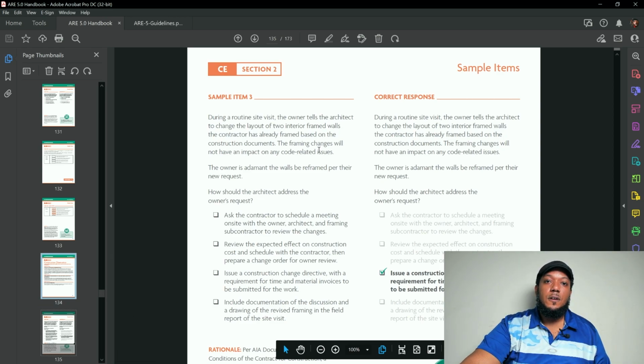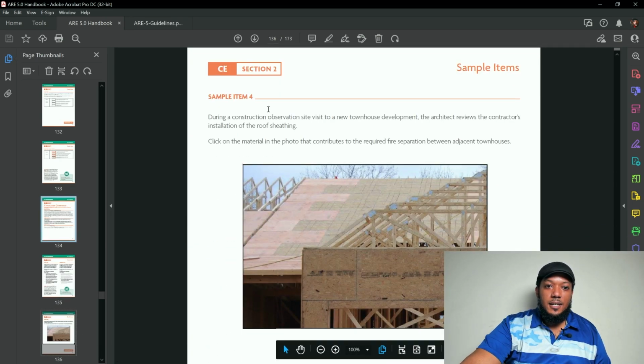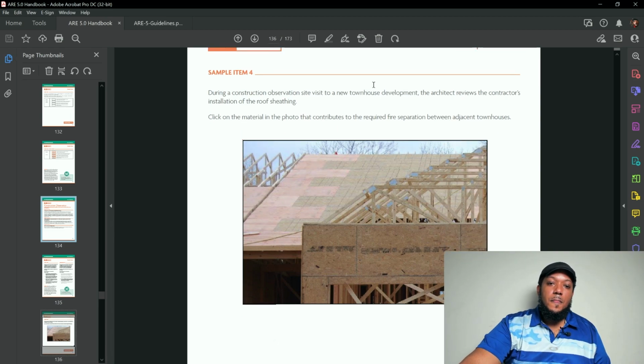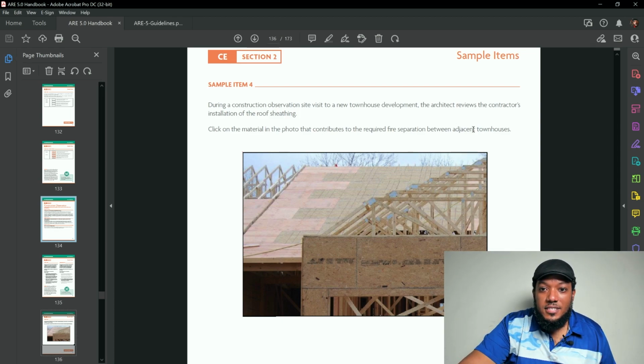I'm going to look for these definitions. That's going to guide how I answer these questions. And so also, for sure, you'll see different questions on the exam like, okay, look at this. During construction observation, the architect reviews the installation of roof sheathing. Check the material in the photo that contributes to the required fire separation between adjacent townhouses.